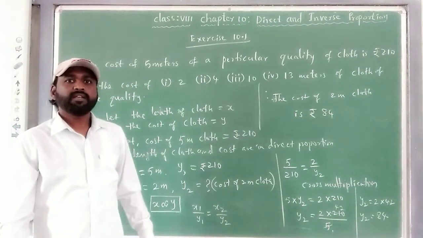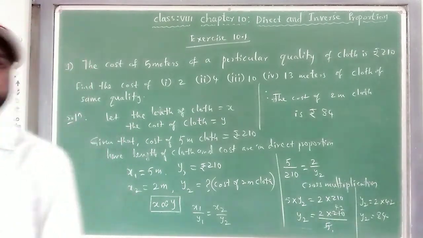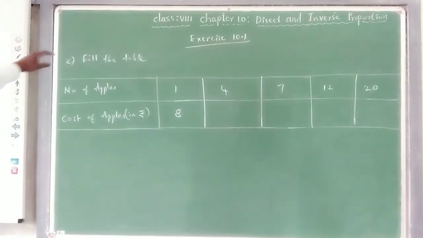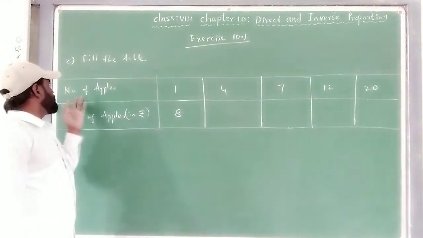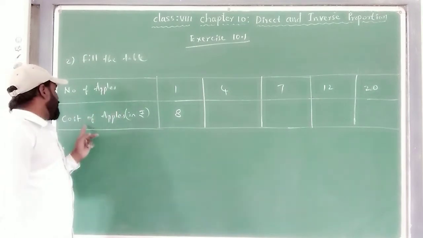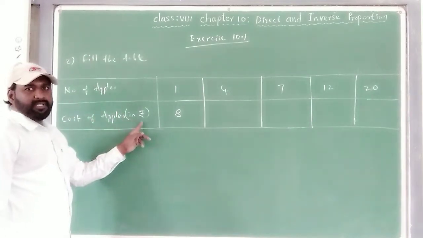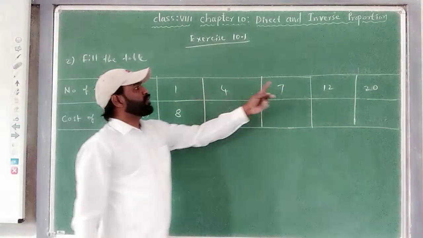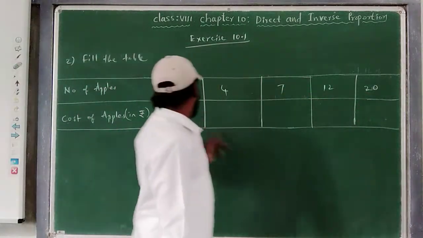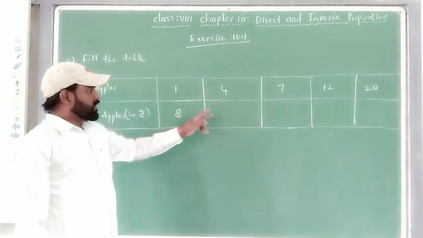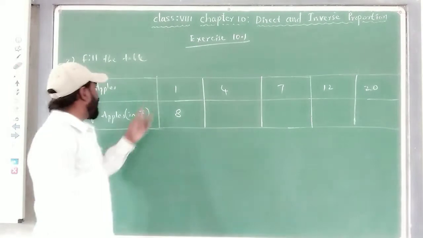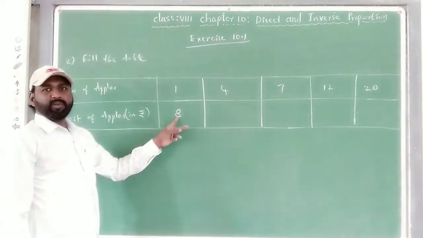Let us go on to the second question. See the second one. Fill the table. In the table, it is given like this: number of apples and cost of apples in rupees. Here, number of apples 1, 4, 7, 12, and 20. The first box is filled already. The second, third, fourth, fifth, these blanks we have to fill. Okay, the cost of one apple is given, 8 rupees.